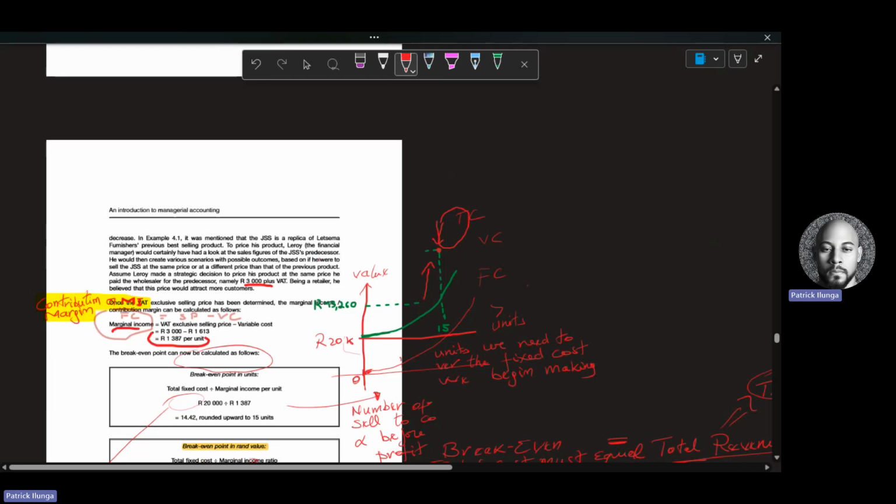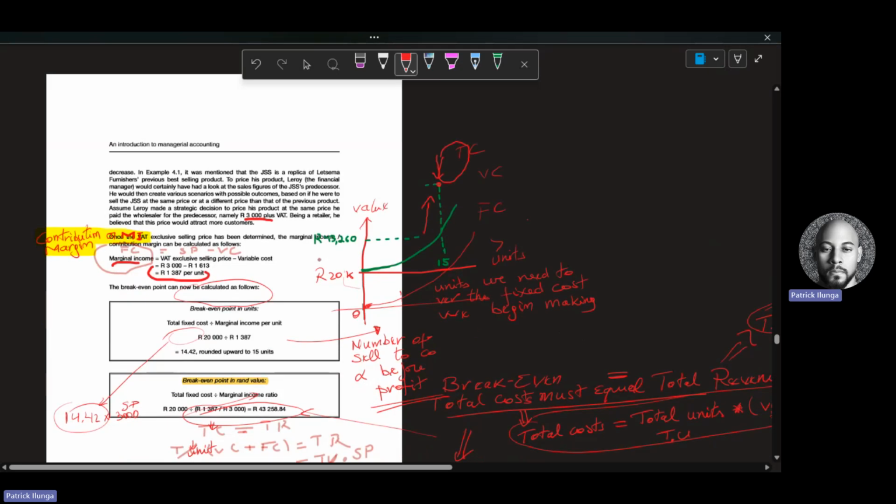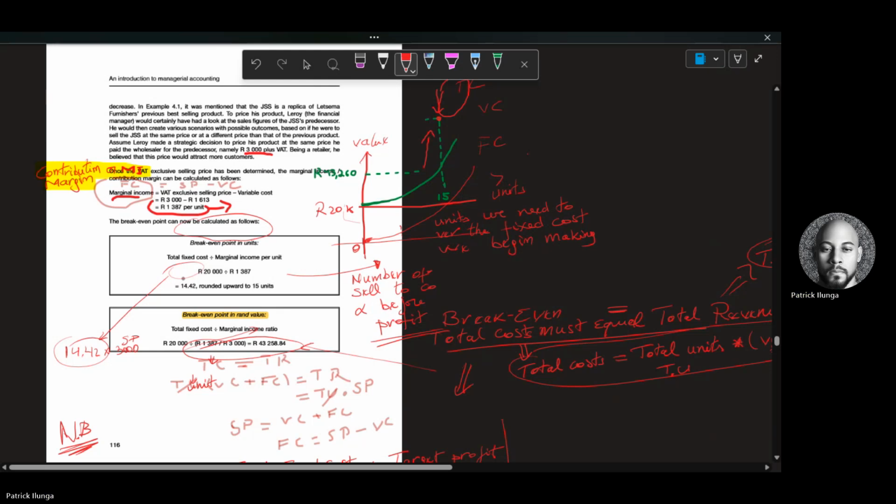We take the price. What is the price? The price is 3,000 Rand. We take this 3,000 Rand minus the variable cost per unit, right? Which we found. This will give us the marginal income. This marginal income is supposed to cover even the fixed cost, all right? In fact, it is important. Why are we talking about the fixed cost here?